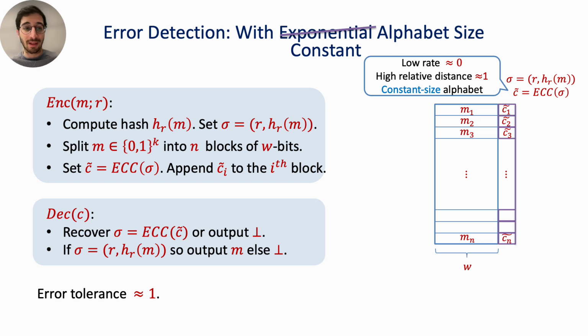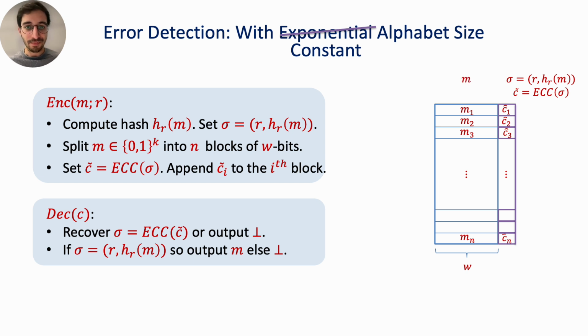Okay. Now again, the error tolerance here is also close to 1, and the rate, because now we can take each of the c tildes to be of constant size. We only need w to be of sufficiently high constant. So we can choose w to be sufficiently high constants depending on ci, and we get the rate to be close to 1 appropriately.